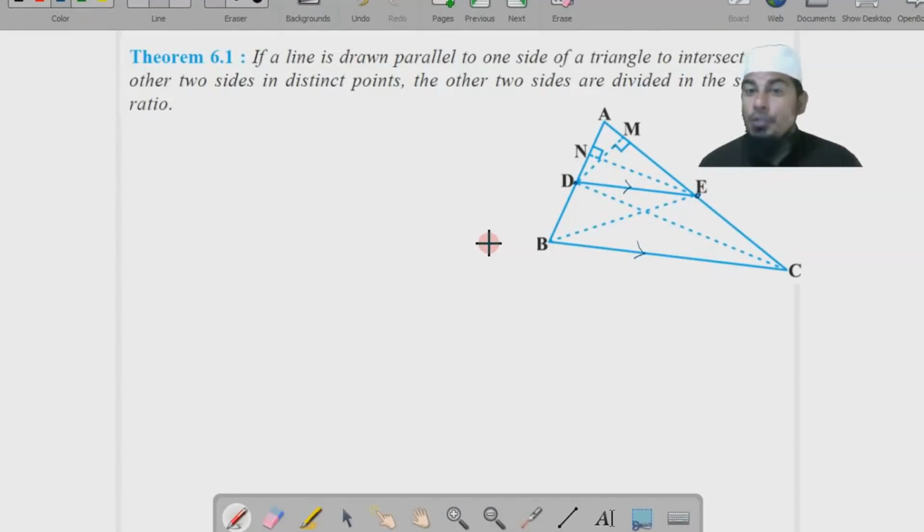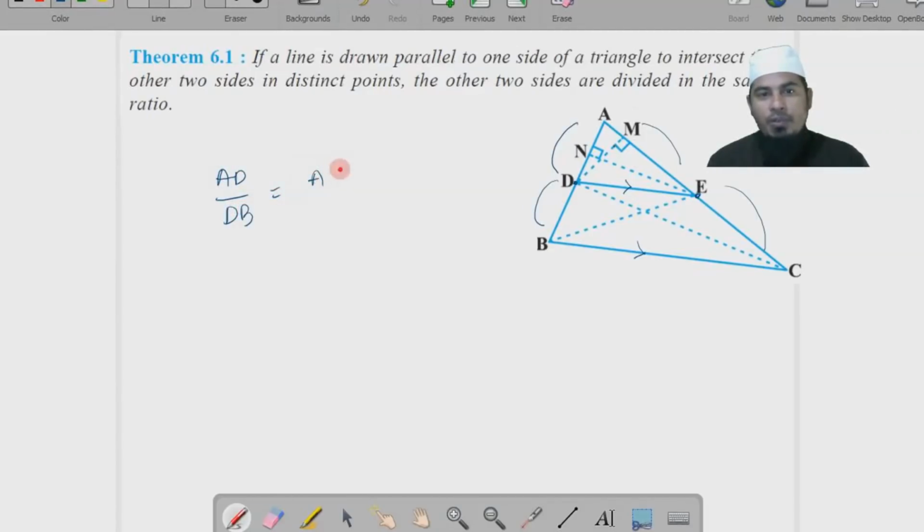The other two sides are divided in the same ratio. It means that AD by DB is equal to AE by EC. That is the theorem's conclusion. So according to the theorem, AD by DB is equal to AE by EC. We need to prove this, and let us keep that result as a formula. That is the basic proportionality theorem.